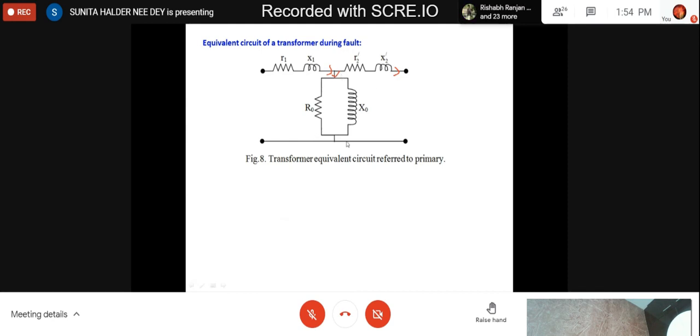So this branch we may neglect in calculation. Obviously they are there, but if we consider them, then our calculation will be complex, and there is no need of that, because the contribution of this branch current in the fault current will be very low, because they have very high reactance or resistance, and the voltage has died down, because this is a short circuit fault. So it will not contribute so much current to the fault.